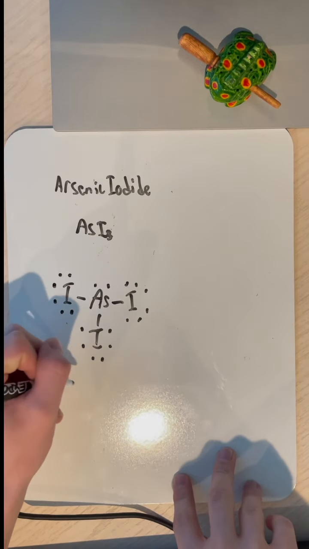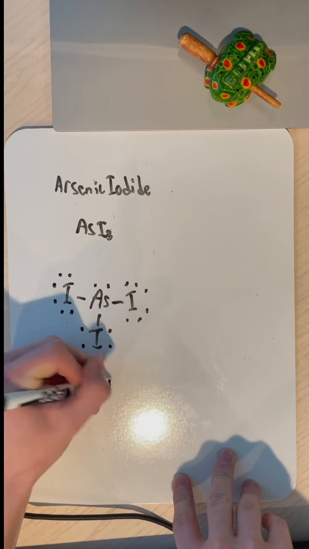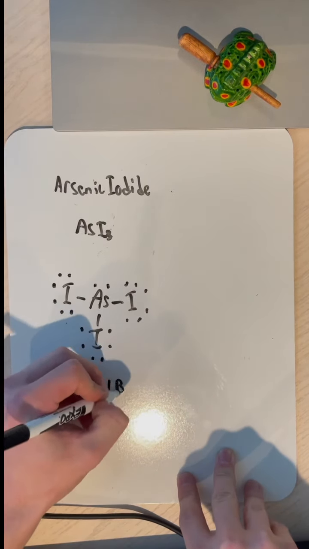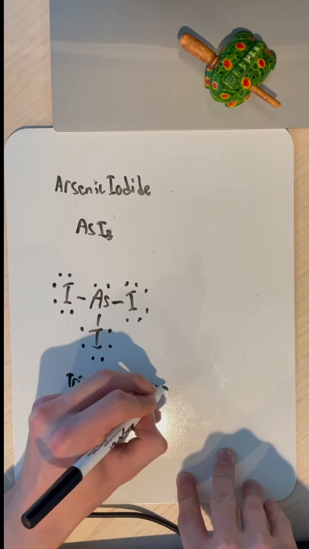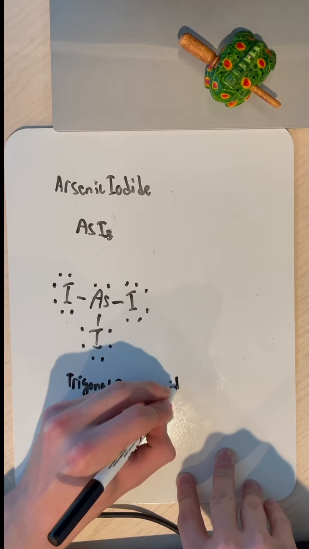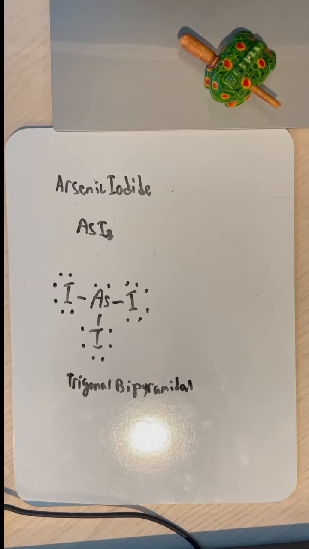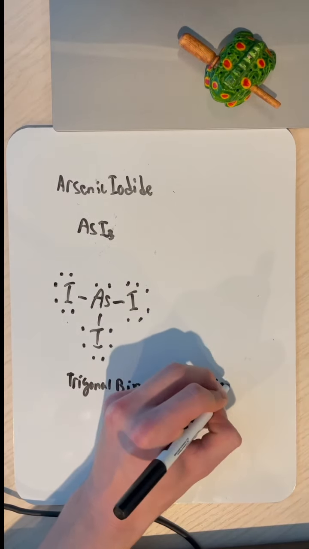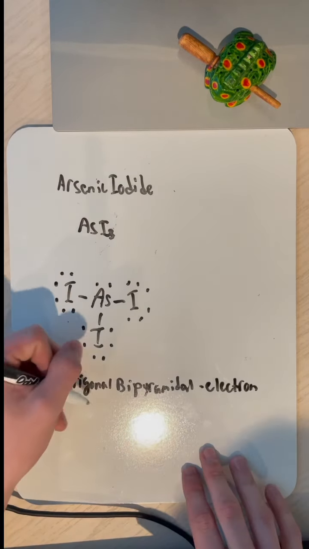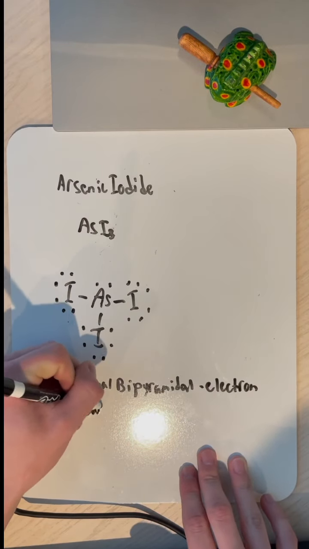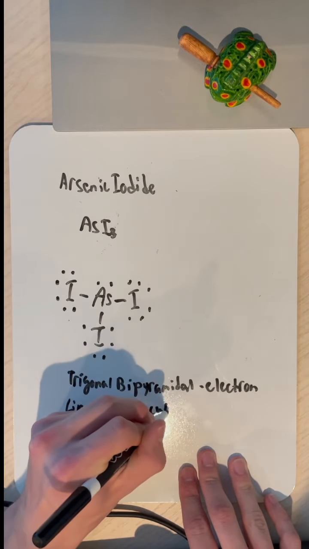So arsenic iodide has a trigonal bipyramidal electron geometry, and then it's linear for its molecular geometry.